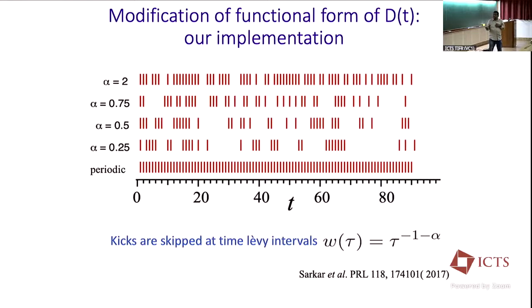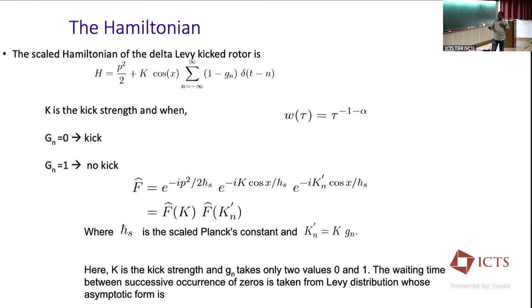But technically it was difficult to vary the amplitudes, with a distribution following this functional form. So what we decided was to just skip the kicks in such a manner that the gaps between the regions where you're skipping the kicks follow this kind of distribution. And this alpha is basically the exponent in this distribution of the time intervals between the kicks. So we brought this in, and I'll show you what happens when you do that.